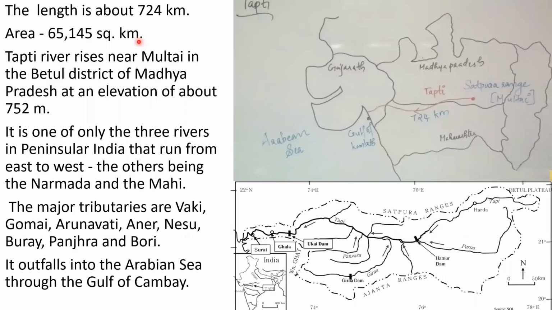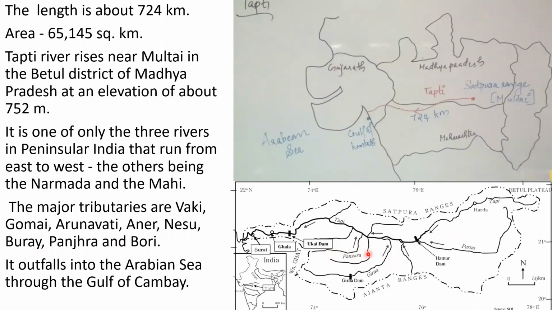Now, the other important west-flowing river is Tapti. The length of the river is 724 kilometers and the area drained by river Tapti is 65,145 square kilometers. Tapti river rises near Multai in Betul district of Madhya Pradesh in the Satpura range, at an elevation of 752 meters above sea level. It is one of only three rivers in peninsular India that run from east to west, the others being Narmada and Mahi.